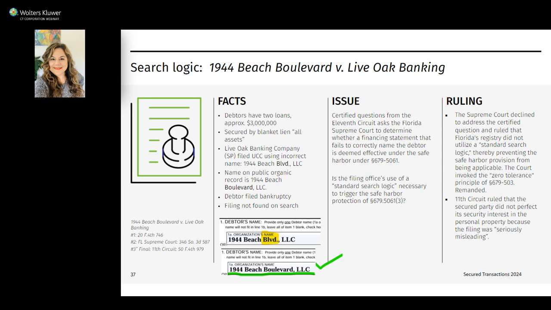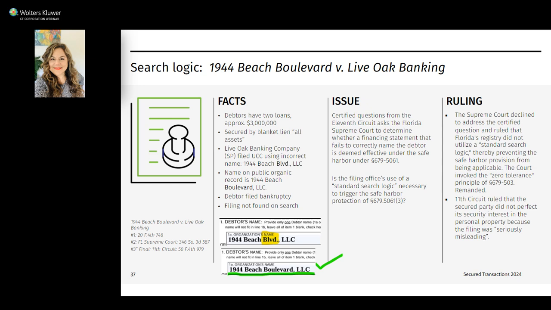Well, the problem with this particular case was that Florida did not actually have a standard search logic to begin with. Therefore, the Supreme Court decided, we're not even going to say whether or not the safe harbor applies because you didn't have a standard search logic that's required in the safe harbor. What did that mean for the secured party? Well, it meant that they are behind in the line with other secured parties that get to jump before them. And that's not a good situation in bankruptcy.